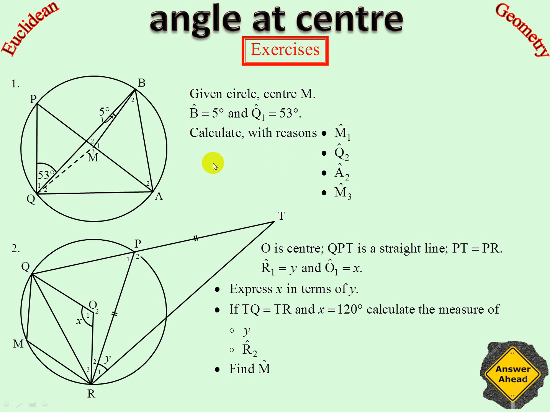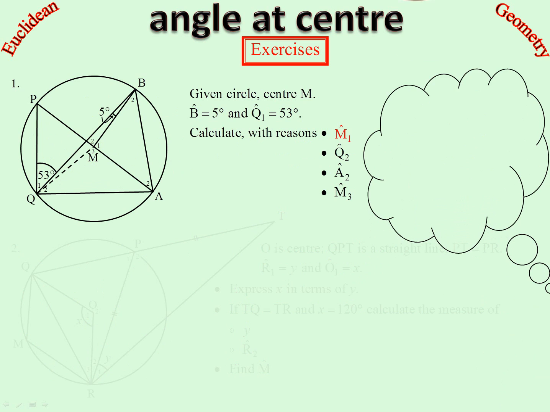Calculate with reasons M1. Well, what is M1 equal to? There we are. That arc subtends M1. And if you go here, that angle there. But we don't know that angle there. So therefore, we're not helped by that. So instead we say, well, what does M1 combine with? M2. And M2 we can find, because have a look, there is the angle at the circumference.